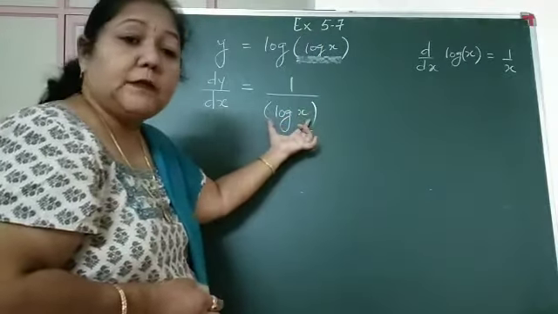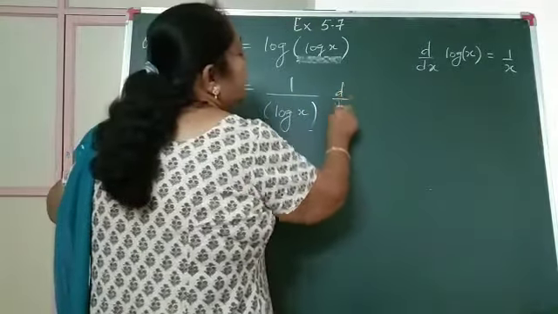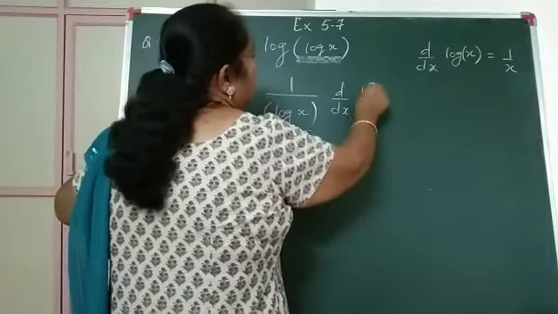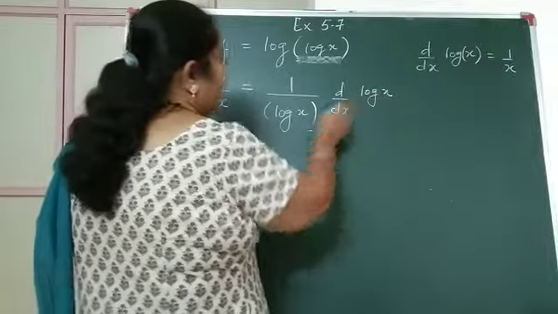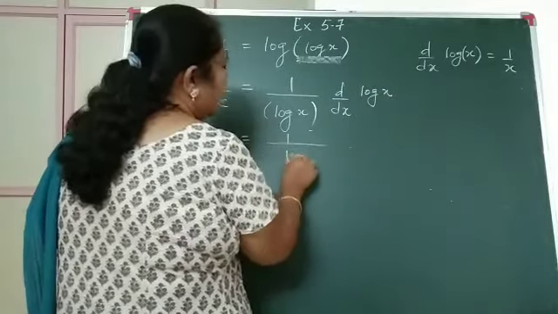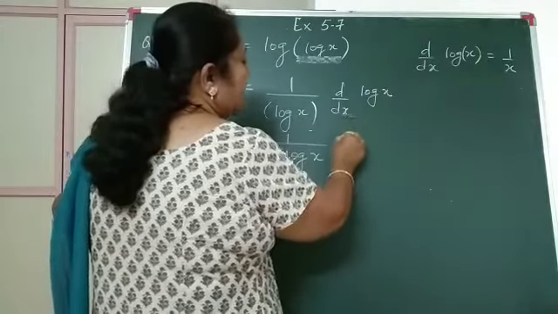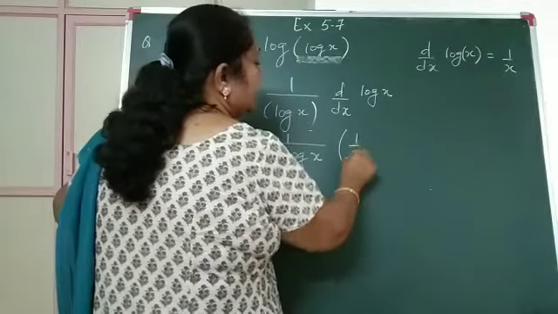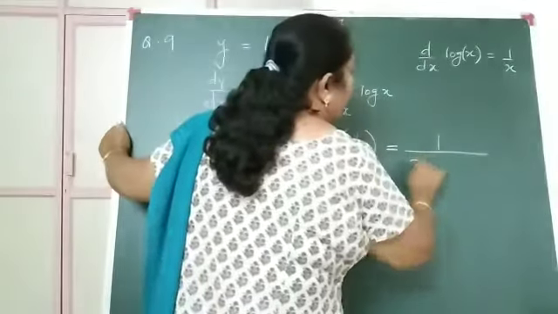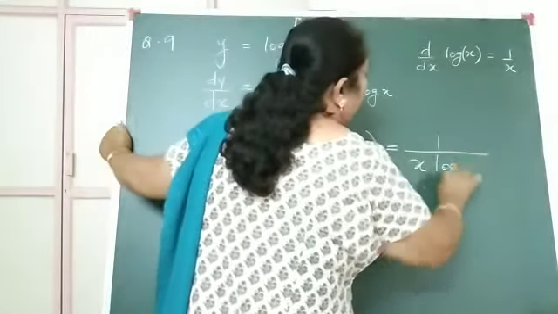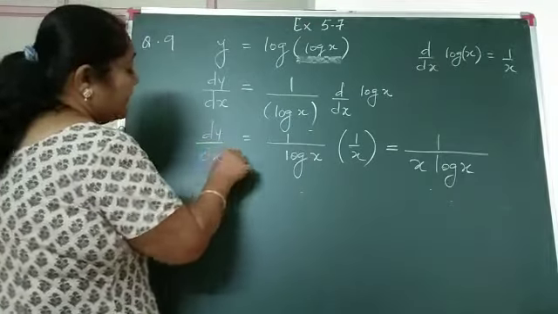But if the bracket is not a single term x, then by chain rule, you differentiate that bracket one more time. So what am I going to get there? Already I am having here 1 upon log of x, and differentiation of log x is going to be 1 upon x. So finally the answer is 1 upon x log x. So this is the value of dy by dx.